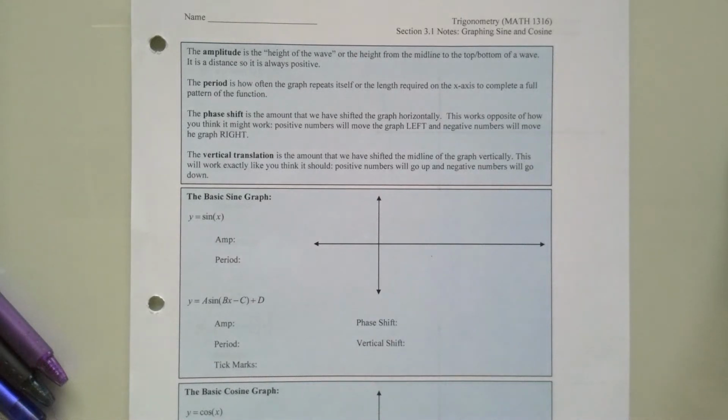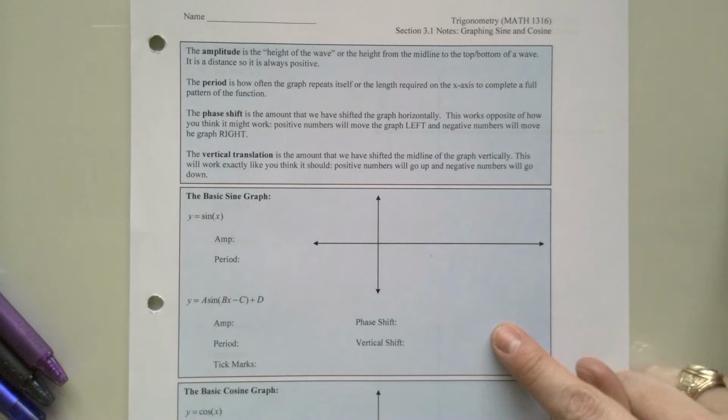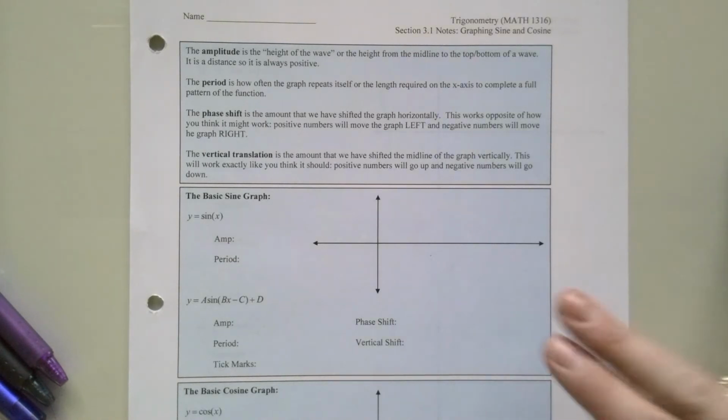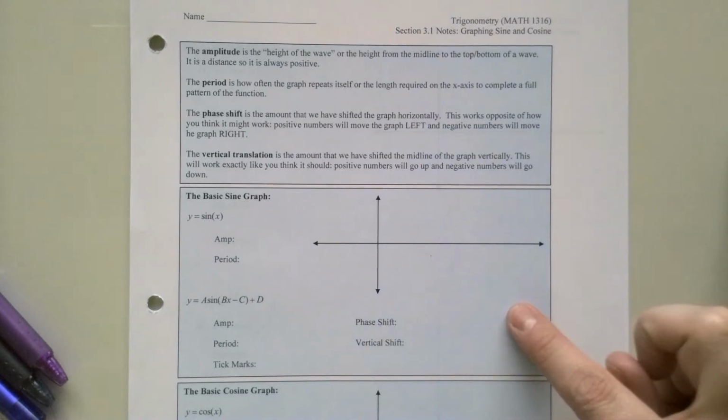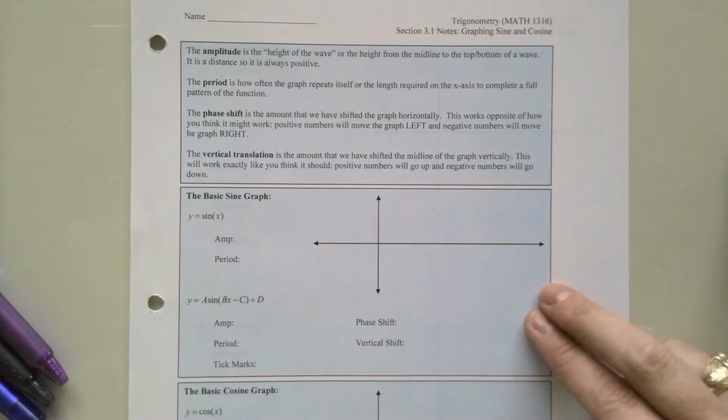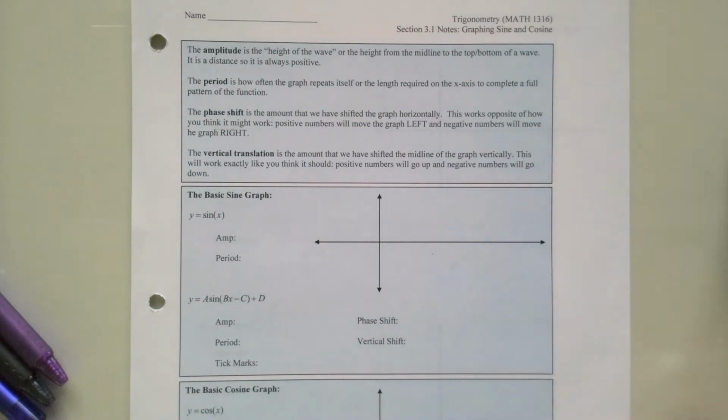So this is section 3.1, and now that we're in unit 3, we're going to do two things. We are going to graph the trig functions, that's what we're going to start out with, and then we're going to solve trigonometric equations. So we're going to be graphing functions and solving equations. The first thing we'll do in these first two sections of unit 3 is graph the trig functions.